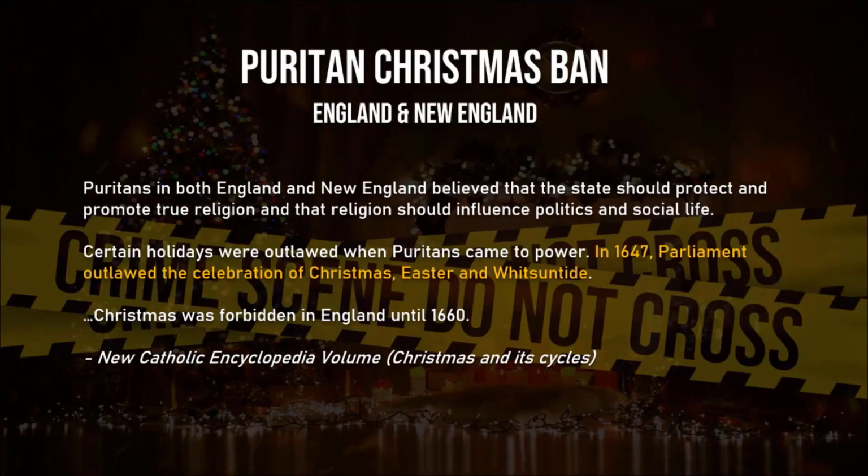The Puritan Christmas ban was in England and New England. Puritans in both England and New England believed that the state should protect and promote true religion, and that religion should influence politics and social life. Certain holidays were outlawed when the Puritans came to power. In 1647, Parliament outlawed the celebration of Christmas, Easter, and Whitsunday. Christmas was forbidden in England until 1660.